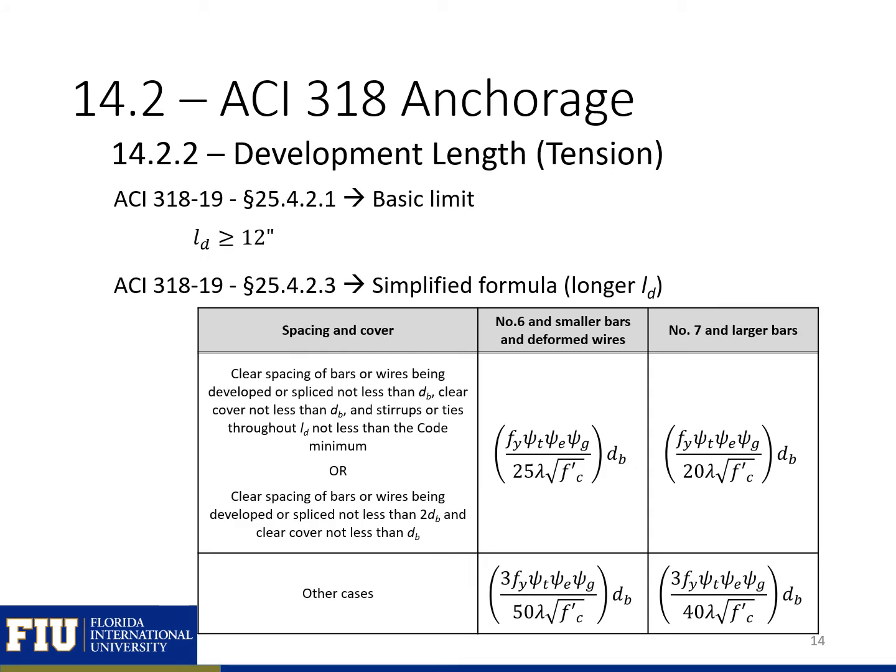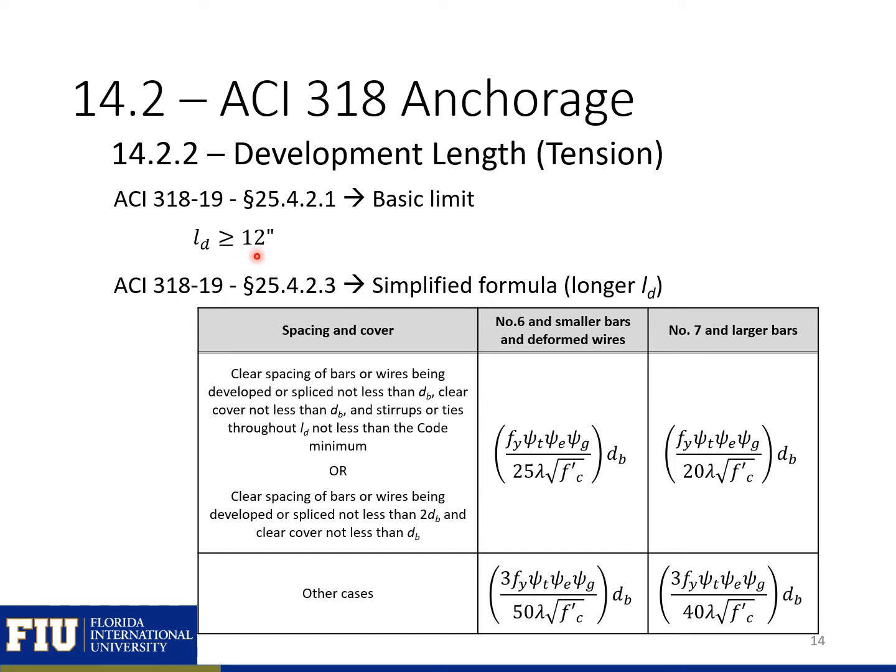On the next slides, we're going to look at how to estimate the required development length using ACI 318. The first requirement I'm going to highlight is a basic limit. All of our development lengths for straight bars in tension need to be greater than or equal to 12 inches. So if you get a value in any of these equations that we're going to go through less than 12 inches, your minimum development length limit kicks in. So you'll have a 12-inch limit.